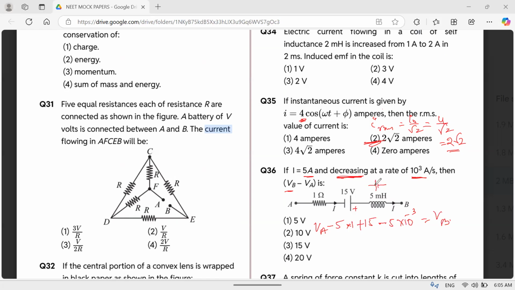This will be replaced by a battery here right now. So it will be supporting the current here, will not allow it to decrease. So where I'm ending at the negative terminal, that is the reason I took 5 into 10 power minus 3 with negative sign. So simplify it, how much are you getting? VA minus of 5 plus 15 minus of this one is how much for me? 5 into 10 power minus 3.